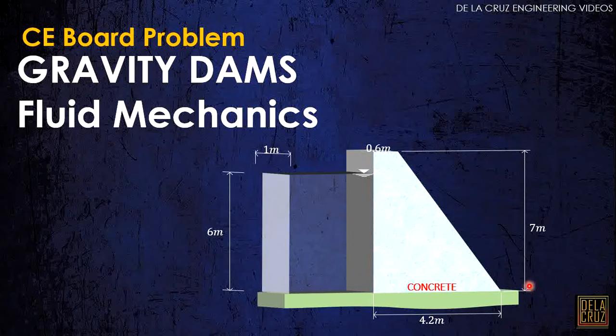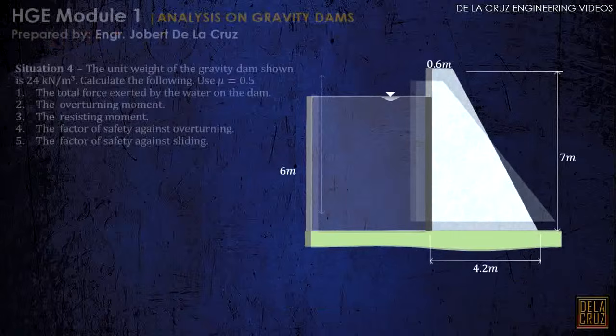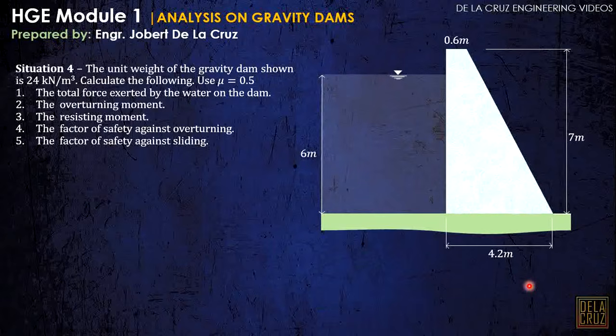Okay, so without further ado, let's start to solve this problem. So here we have the situation. The unit weight of the gravity dam shown is 24 kilonewtons per cubic meter. We are required to calculate the following. By the way, there is a given coefficient of static friction that is 0.5. That is the coefficient between the dam and the ground surface.